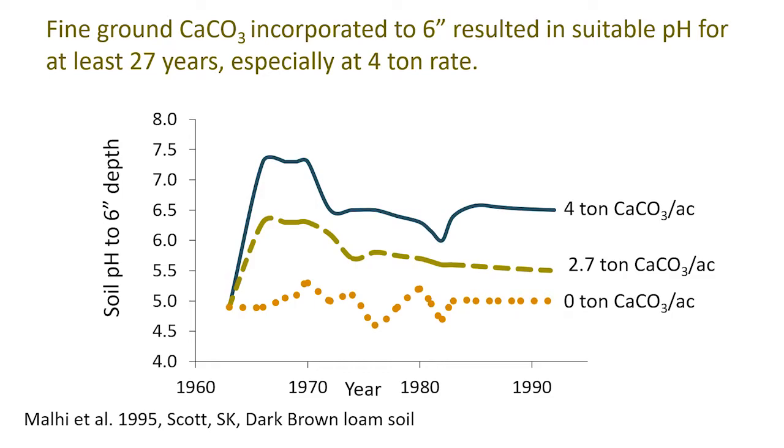So it looks like lime can last a fairly long time. At the higher rate, the pH stayed above 6 for essentially the entire study. So a higher rate can last even longer. That's good news for producers who are thinking about the high expense of liming and wondering, is this only going to last a couple of years? In the Midwest, they lime about every 2 to 5 years. Here, I'm thinking we can probably go a lot longer.